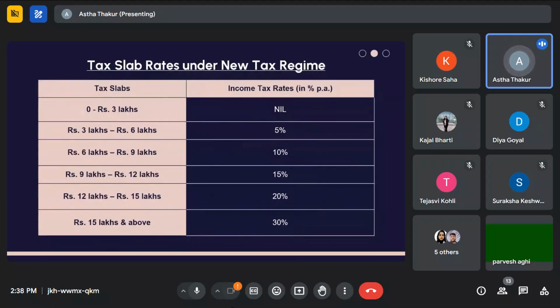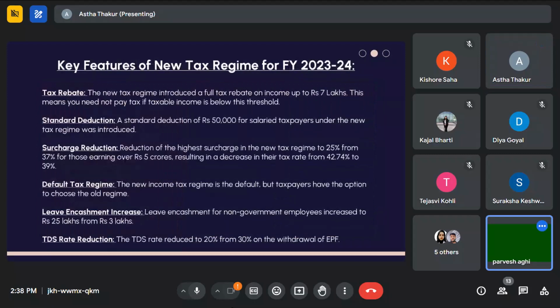These are the tax slab rates under the new tax regime. Some of the key features of the new tax regime for the financial year 23-24: First one being the tax rebate. The new tax regime introduced a full tax rebate on income up to 7 lakhs. This means you need not pay tax if taxable income is below this threshold of 7 lakhs. Now, standard deduction. A standard deduction of rupees 50,000 is available for salaried taxpayers under the new tax regime.